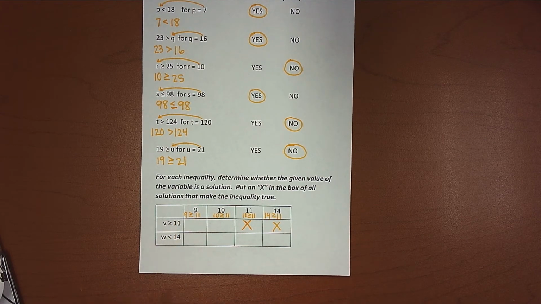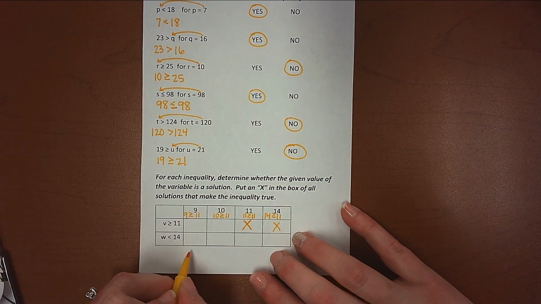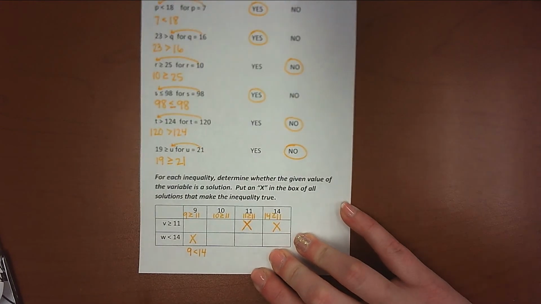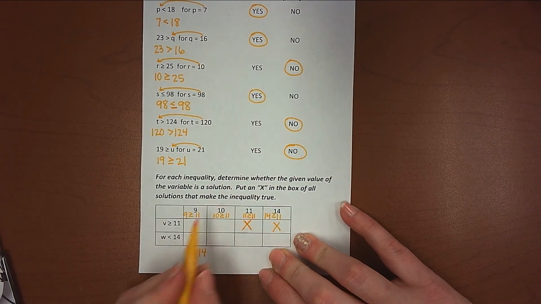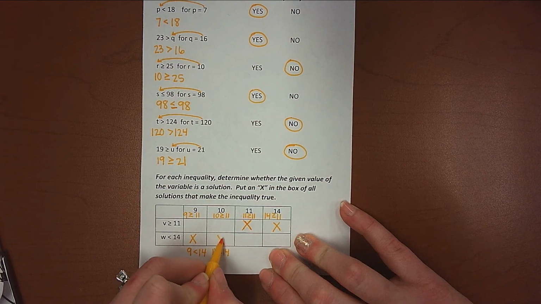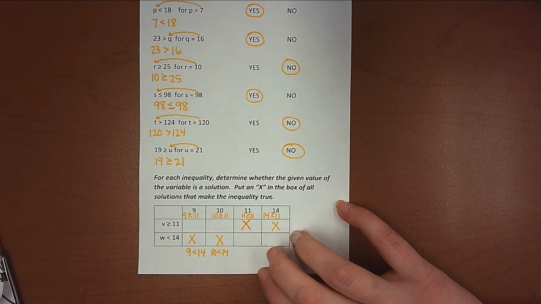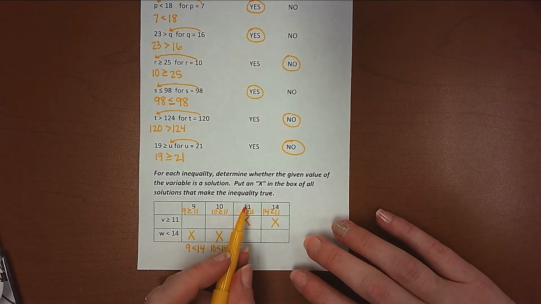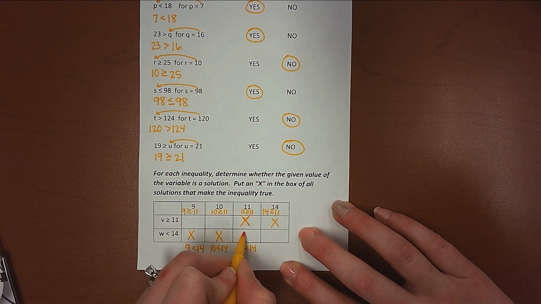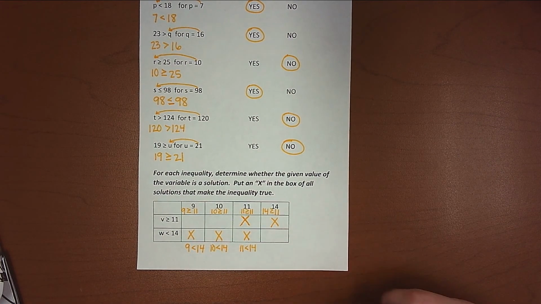So in this last row, you plugged in 9 for w. Is 9 less than 14? It is, so you should have put an X in this box. Then you should have plugged in 10 for w. Is 10 less than 14? It is, so you should have put an X in this box. The next point was 11. Is 11 less than 14? It is, so we put an X in this box.